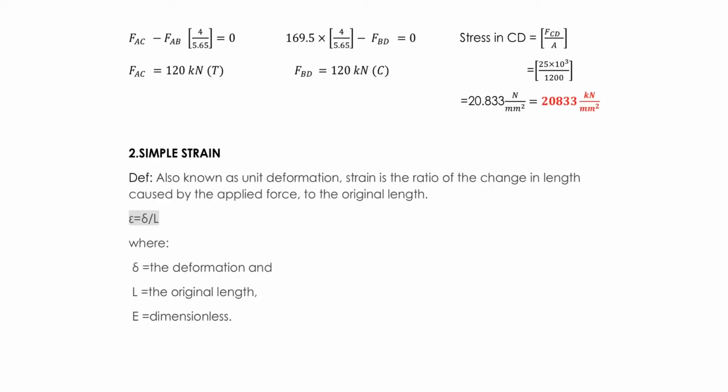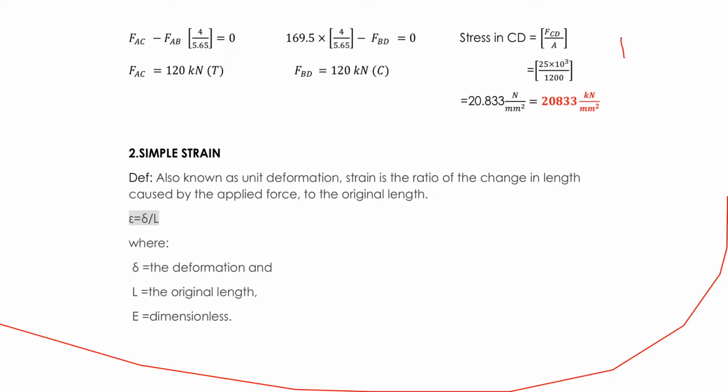Secondly, simple strain. The definition of simple strain, also known as unit deformation strain, is the ratio of the change in length caused by the applied force to the original length. As I provide here, the equation of simple strain is epsilon equals deformation delta over the original length L. E stands for modulus, and strain is dimensionless.